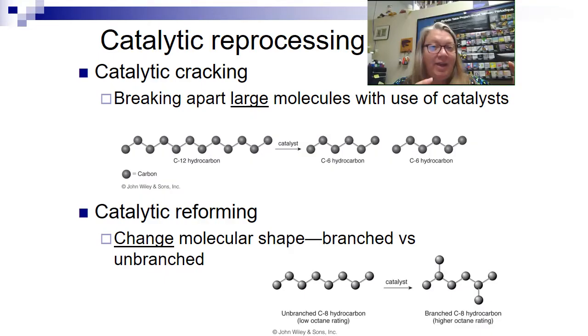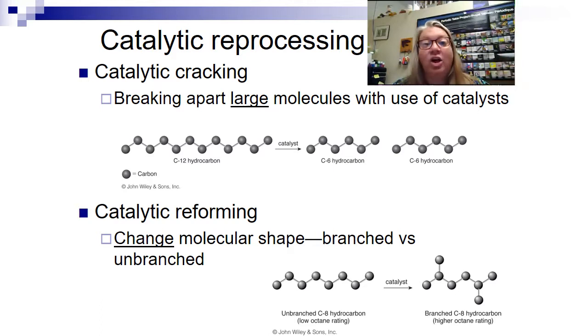Now, the next thing that we can do is we can take that section of compounds that came off with the same boiling point, and we can do alterations on the compound itself. Now, when we start altering the compounds themselves, the cost is going to go up. But let's say you have a really, really long hydrocarbon molecule and you want two shorter ones instead.